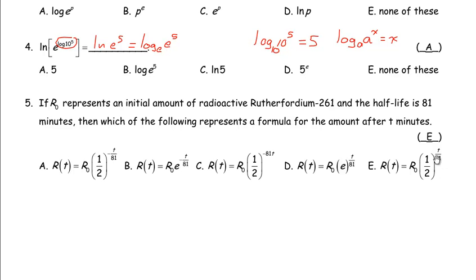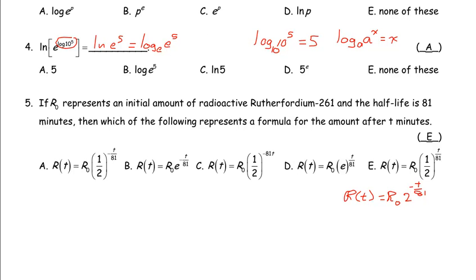There is another correct way to write this. You also could write it like this, and there's other answers here that are similar to this. You could write this as R of t equals R naught, and instead of a half, you could go 2 to the negative 1. So what that changes is then the exponent would be negative t over 81. So that's another correct way to write it.